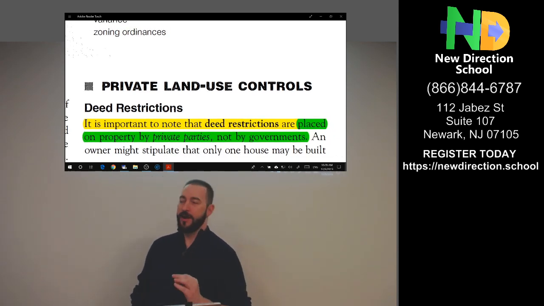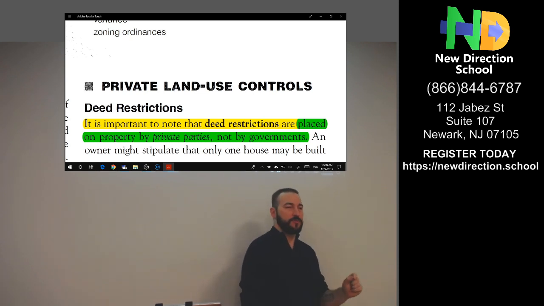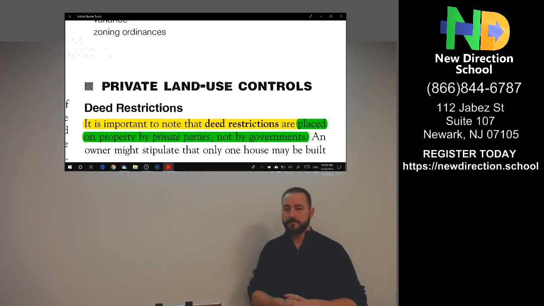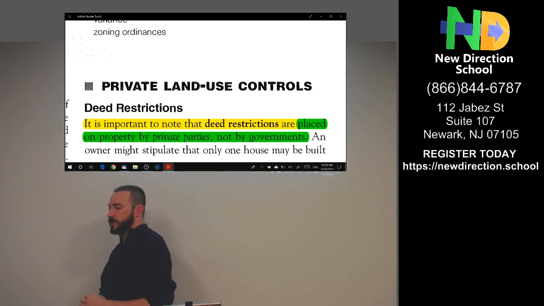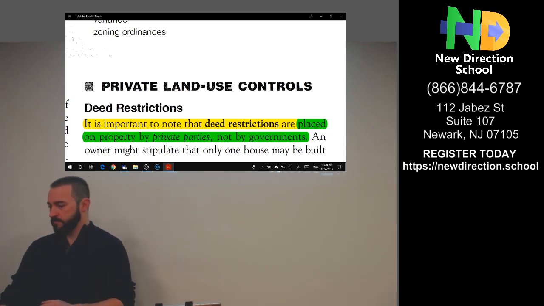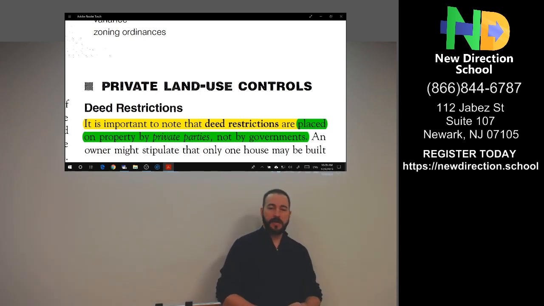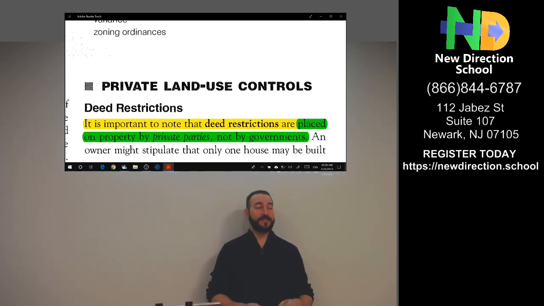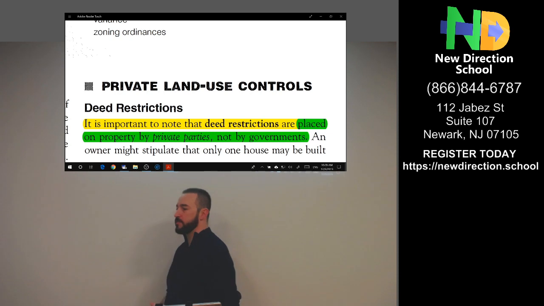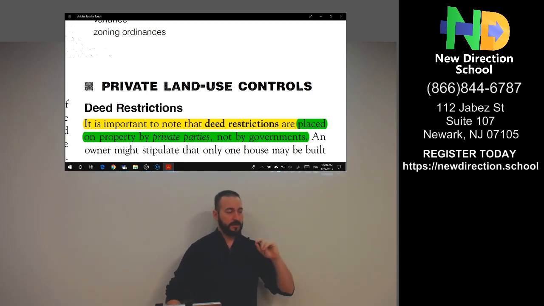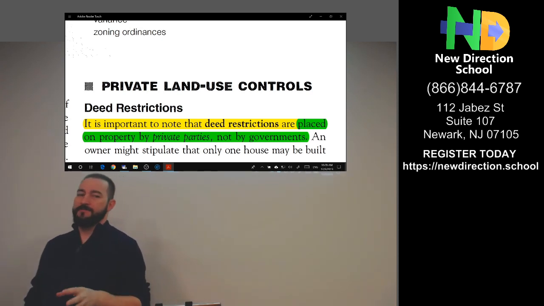And every time you see private land use controls, it refers to deed restrictions. So I want you to underline where it says private, underline deed restrictions. Right? And as I mentioned, it is important to note that deed restrictions are placed on property by private parties. Underline, double underline, triple underline, not by governments. It says here, not by governments. Underline, double, triple.